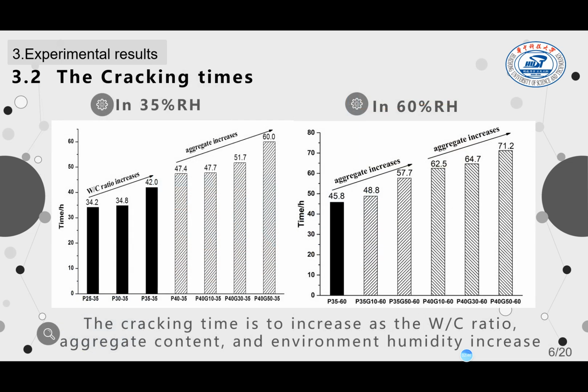As for cracking times, the left picture is the cracking time in 35% relative humidity, and the right figure is the cracking time in 60% relative humidity. From these two figures, we can see that the cracking time increases as the water-cement ratio, aggregate content, and environment humidity increase.